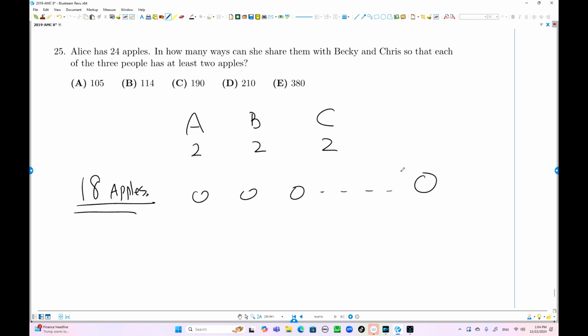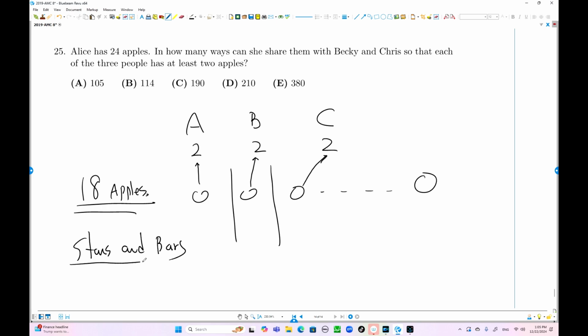So we're going to divide into three sections, right? Using two bars. If we have two bars over here, one apple is going here, another one is over here, or the other 16 will be over here, or something like that. This is stars and bars, okay? Stars and bars. So take this as a star, right? So 18 plus 2, we need two bars, okay? So 18 plus 2, total is what? 20 stars.